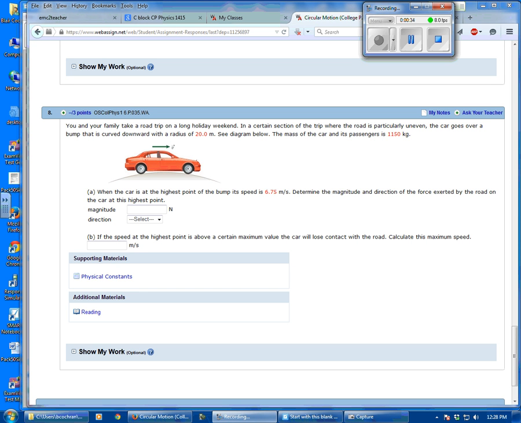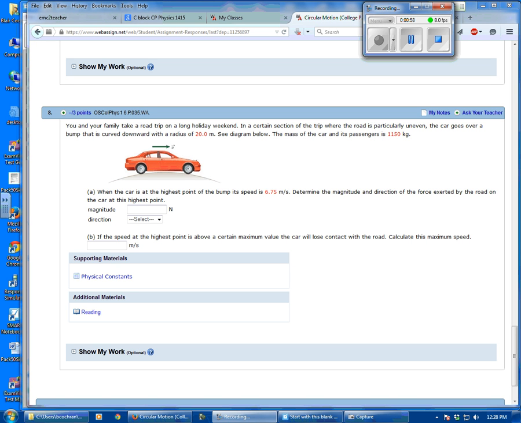All right, so you get this car going over the bump. This is kind of like the opposite of the problem that we did when we did example problems. This time it's going over the top. Because it's talking about forces, in this case the forces exerted by the road on the car at its highest point, you need a force diagram.